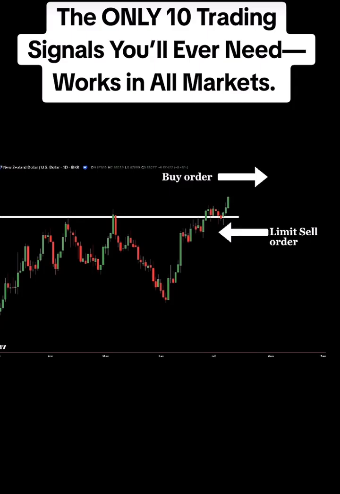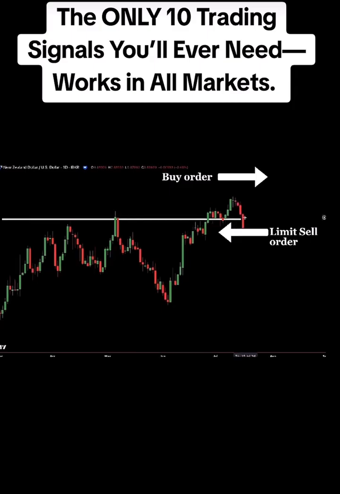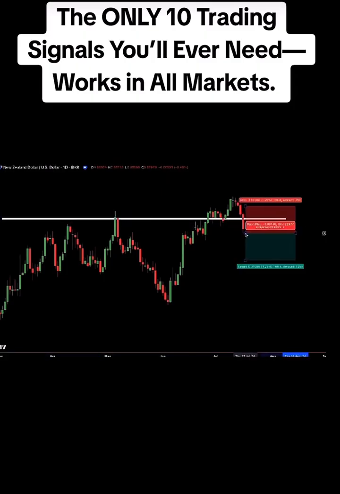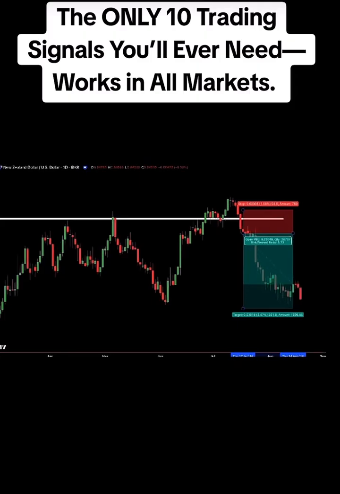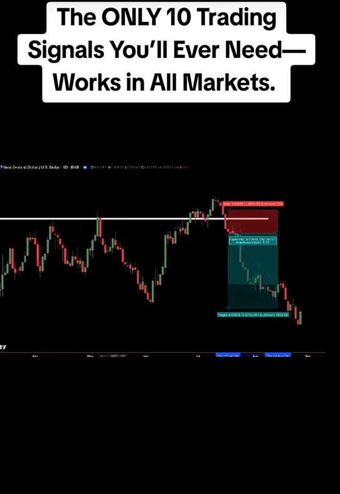In this example, price broke out, then reversed and triggered our sell limit order. We immediately placed our stop loss above the resistance level and set our target at a minimum of 3 times the stop loss distance. Look at what happened next. The market dropped sharply and hit our target with precision. This is how you trade like smart money, using the stop hunts that trap others to build high probability setups for yourself.